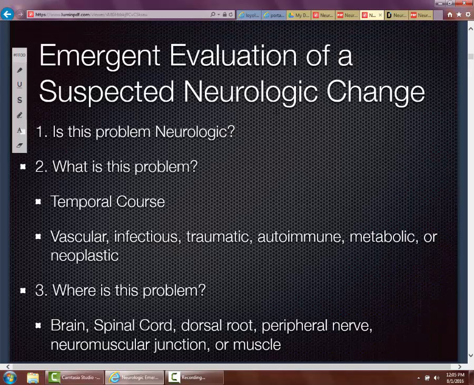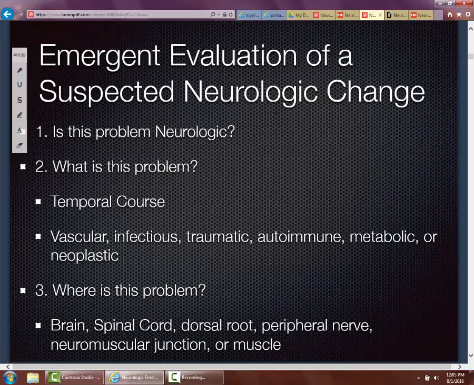So there's three primary steps. The first step, is this neurologic? The second step, what is the problem? And then the third step, where is this problem? The first step is the most important one. If a patient has right lower extremity weakness, but they also have a hip fracture, then although it's possible to be a neurologic problem, it's probably not. You have a more likely diagnosis.